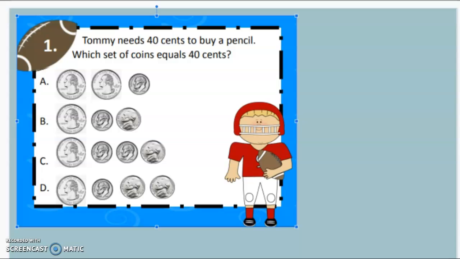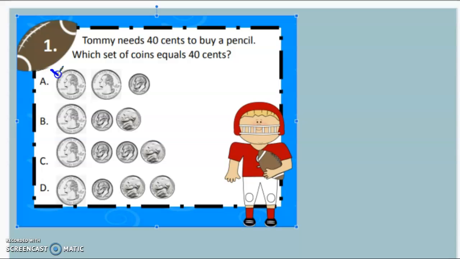Well, we just got done talking about hairy money, so we're going to continue doing that, okay? We're going to keep on practicing counting our coins using hairy money. So I'm going to model that for you guys. Tommy needs 40 cents. That's how much I know that my amount of coins needs to equal.